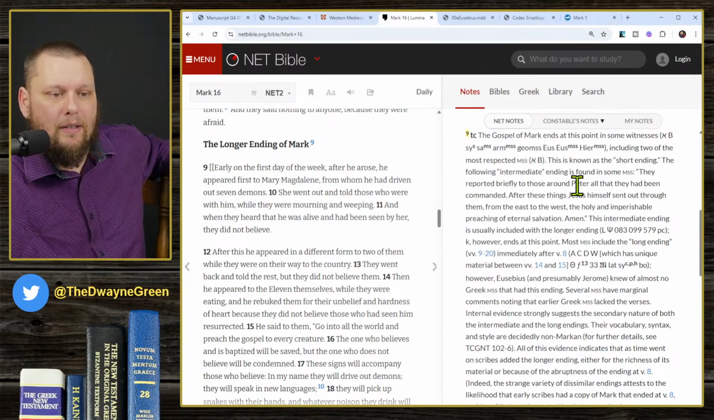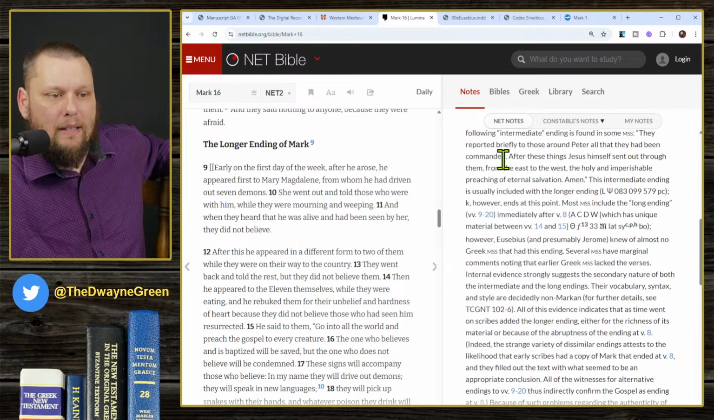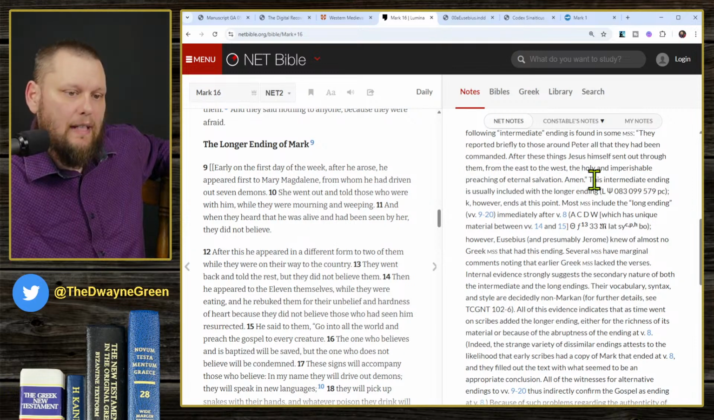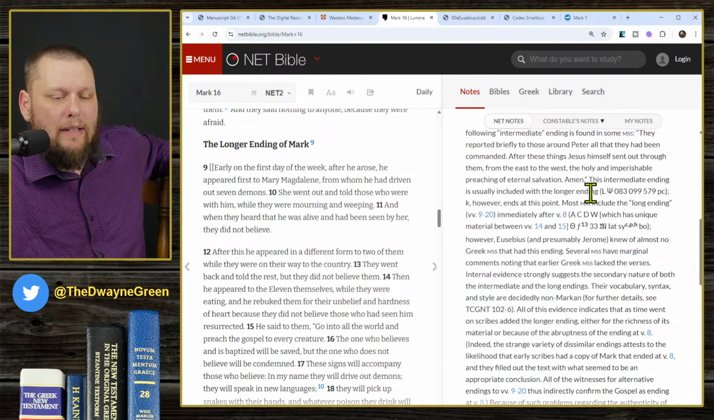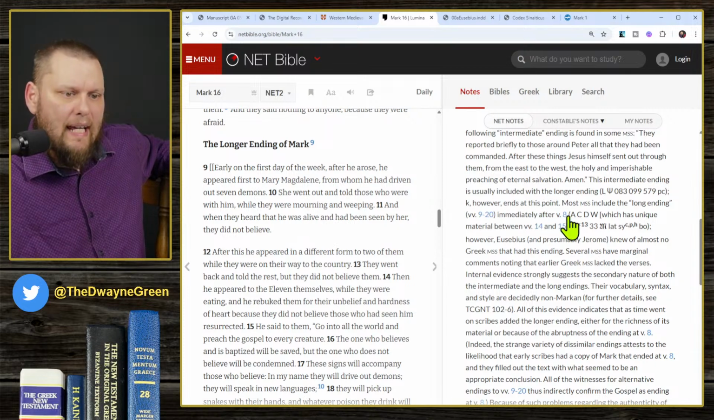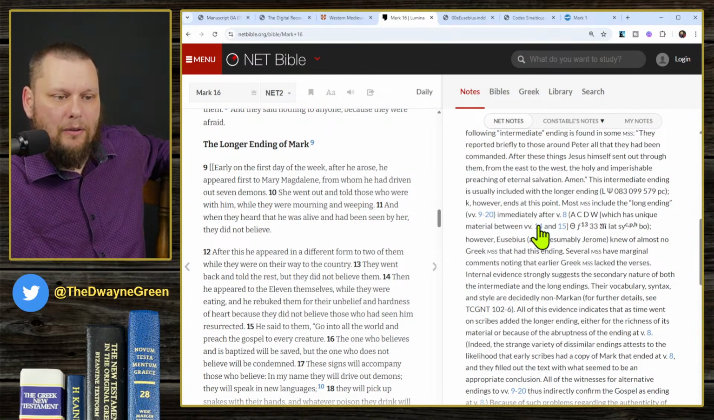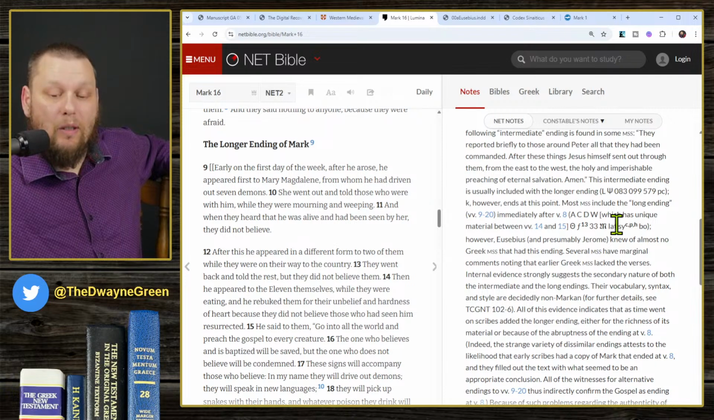They reported briefly to those around Peter all that they had been commanded. After these things, Jesus himself sent out through them, from east to west, the holy and imperishable preaching of eternal salvation. Amen. And then it goes on to say this intermediate ending is usually included with the longer ending. Most manuscripts include the long ending, verses 9 to 20. I'd rather just say the ending immediately after verse 8. And this is where it gets interesting.